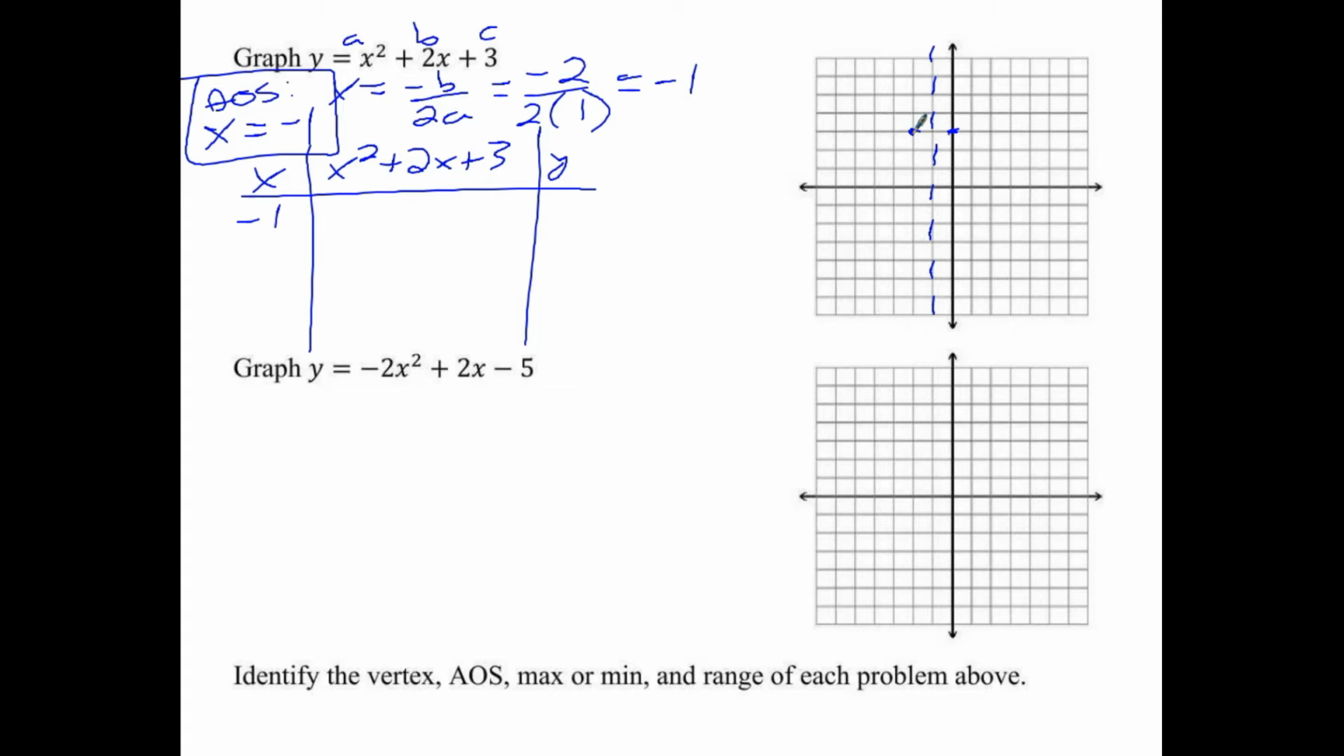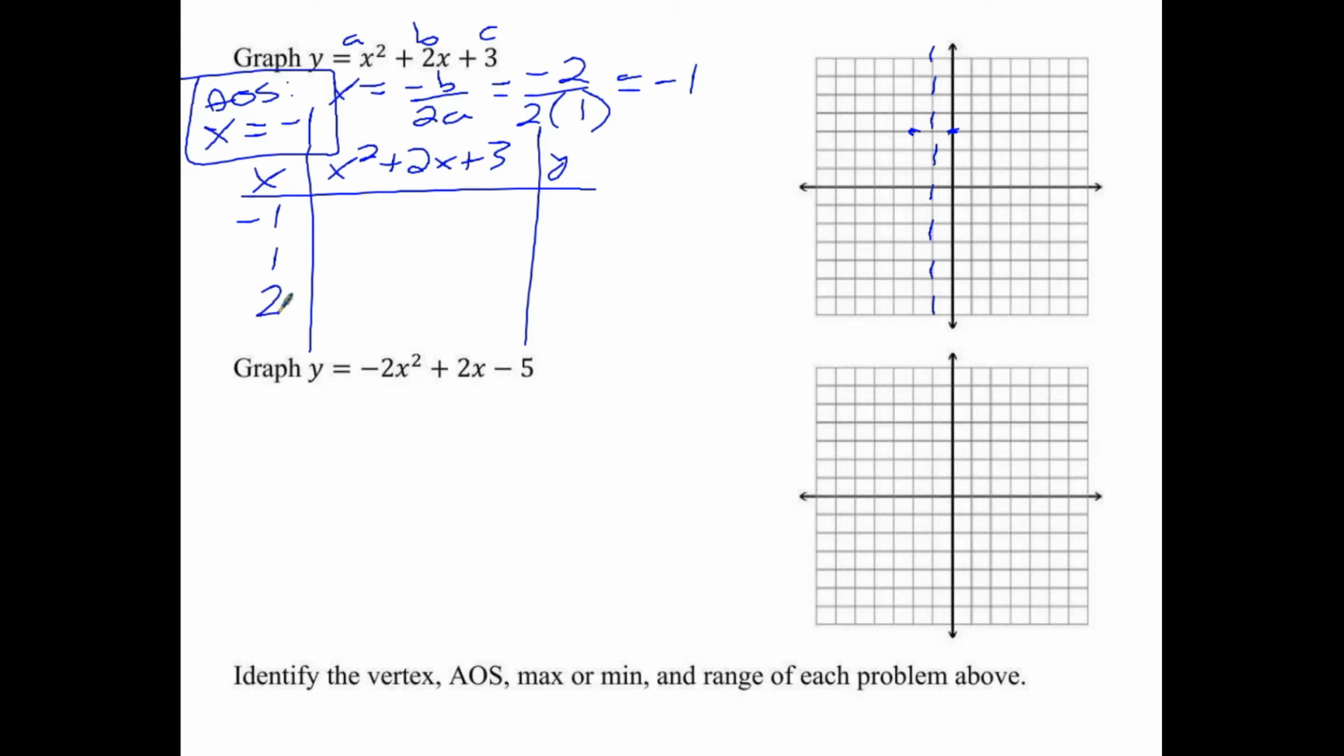Now, when I go to choose my numbers, I was going to choose 0, 1, and 2, but now there's no need to choose 0. Or I could choose negative 2, negative 3, negative 4, but now there's no need to choose negative 2 because I already have them. Okay? So what numbers do you want to pick? 1 and 2. Yeah. Those sound way easier to work with than negative 3 and negative 4, right?